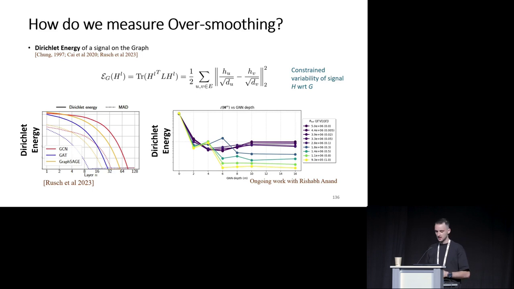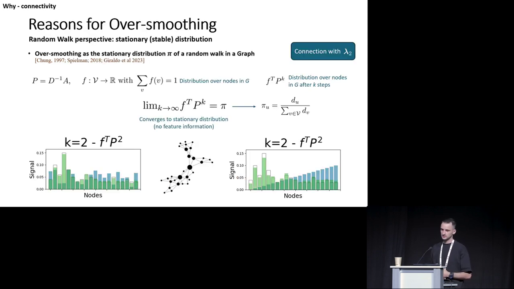And why does this happen? We can look at this problem from the stationary distribution perspective, in terms of how we do a diffusion in the graph and what happens with a signal in the graph. Imagine that we do a diffusion with the random walk matrix. The random walk matrix is just the adjacency matrix divided row-wise by the degree of the node. And we have a signal called F. It's a distribution over the nodes, so it sums to 1. If we want to see the distribution after k steps, we have F transpose times P to the power k. This gives us the distribution over the nodes after k steps.